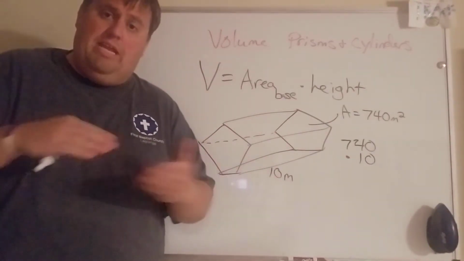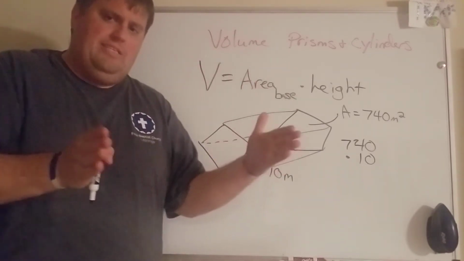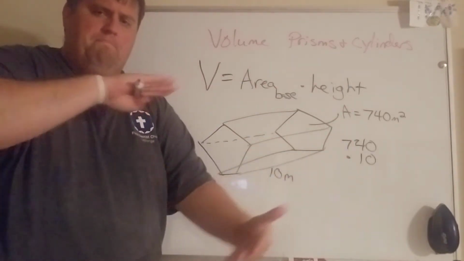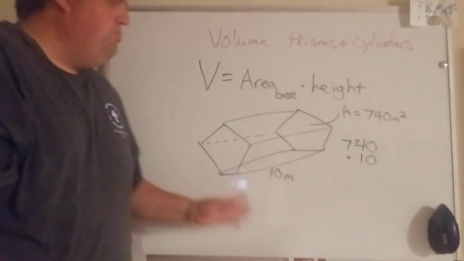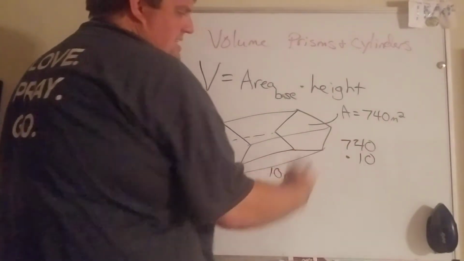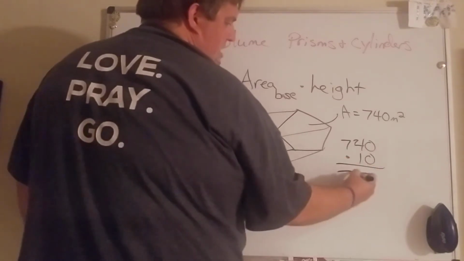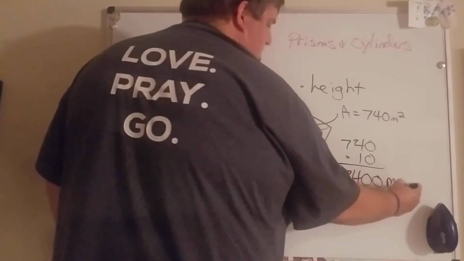Now the height, this is actually important, I guess. The height doesn't mean it goes up and down. It means it connects the two bases. So remember, those two bases could be any way that we want it to be. So when you say height, usually you think of how tall it is. It just means what connects your two bases. That's the height. So in this case, our height is 10. We just do that, and our answer is going to be 7,400 meters cubed.